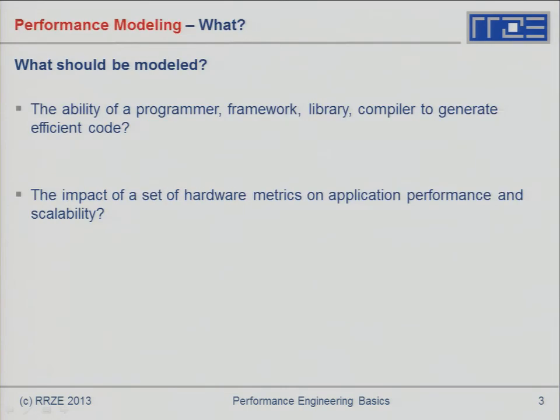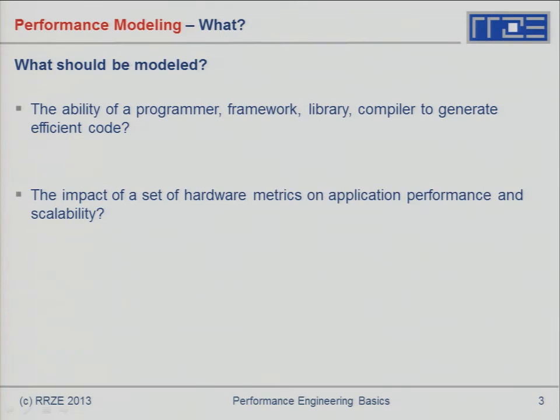What should be modeled? We should not model the ability of a programmer or a framework or a library or a compiler to generate efficient code. That's not the point. Of course, we need all those tools. We need a good programmer. We need a good compiler to do the largest step. But then, in the end, we have to check, is the implementation I get on the lowest level compatible with the hardware? Does it hit the relevant bottleneck?